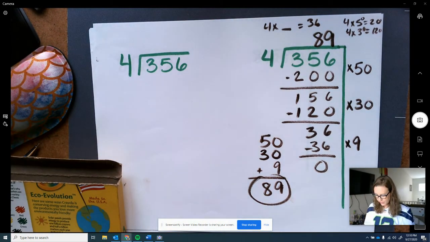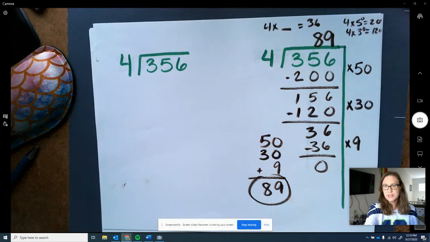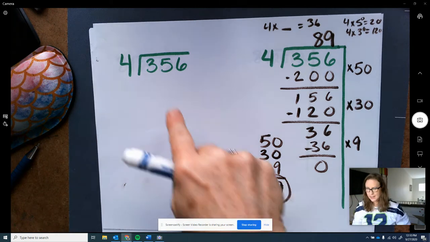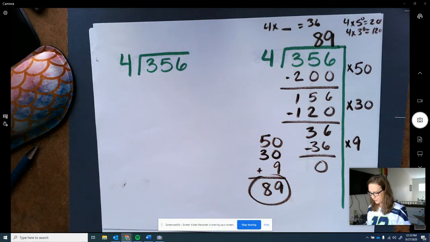With the standard algorithm, I want to change my color. How about blue because the Seahawks play today? Go Hawks! Got green already? Now we're going with blue.